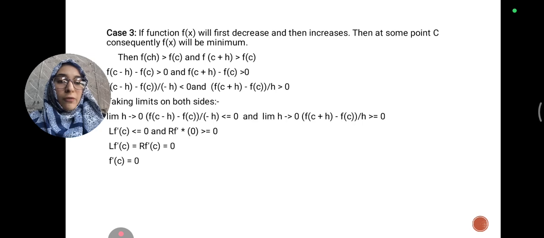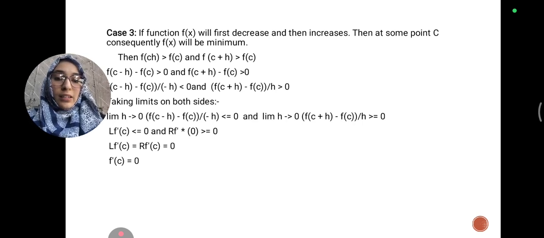Case 3: if function f of x first decreases and then increases, then at some point c, consequently, f of x will be minimum. Then f of c minus h is greater than f of c and f of c plus h is greater than f of c. F of c minus h minus f of c is greater than 0, and f of c plus h minus f of c is greater than 0. F of c minus h minus f of c by minus h is less than 0, and f of c plus h minus f of c by h is greater than 0.